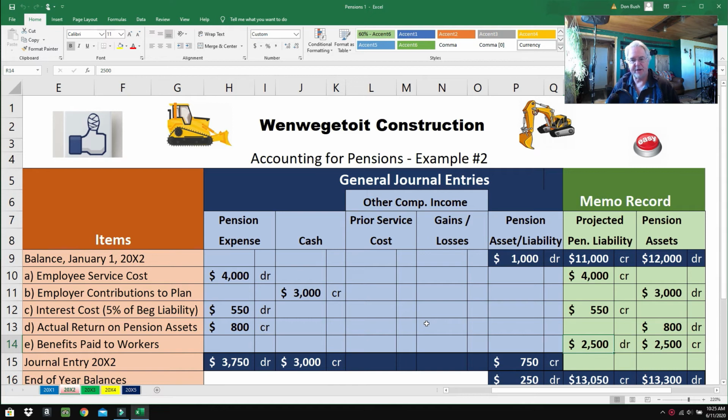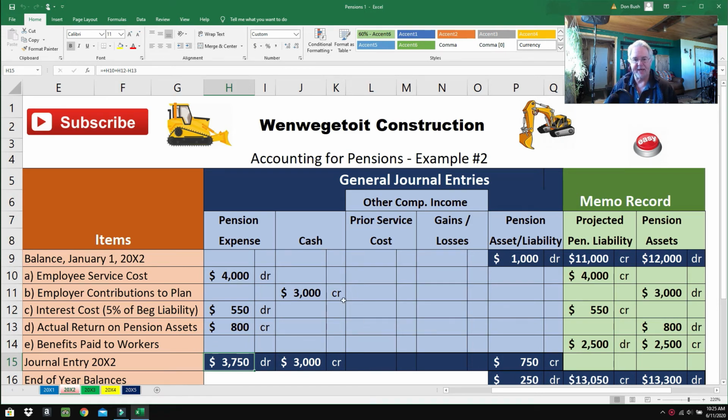So now our job is to formulate a journal entry. So what we do is we total up these columns in blue. So pension expense, we've got a $4,000 debit, $550 debit, so we'll add those two together. We have an $800 credit, so we need to subtract that. So 4,000 plus 550 minus 800 is 3,750.